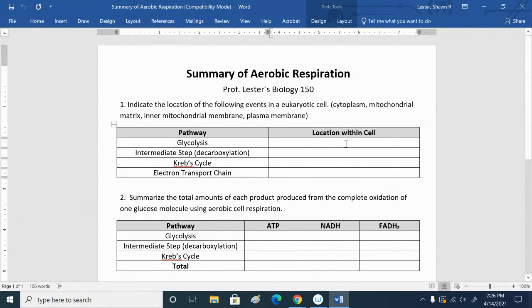So for glycolysis, and here we are talking about a eukaryotic cell. Where does glycolysis take place in a eukaryotic cell? In the cytoplasm. Yep. What about the intermediate step?